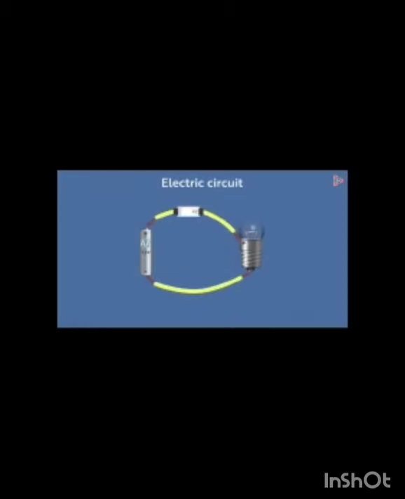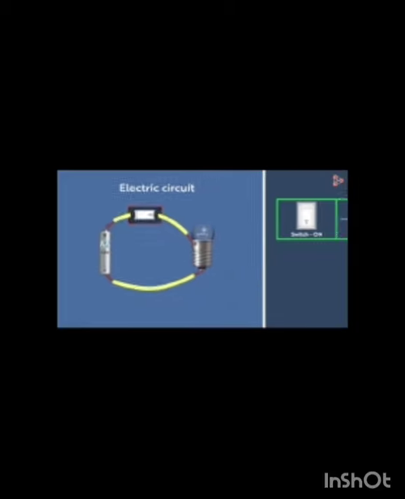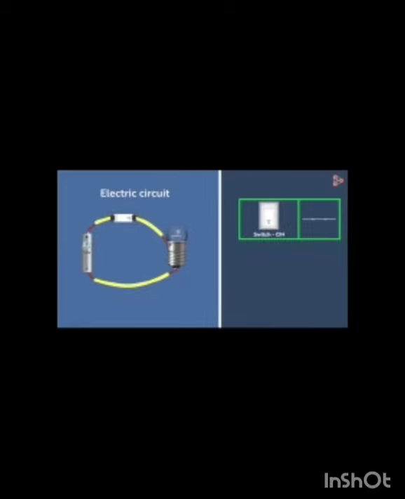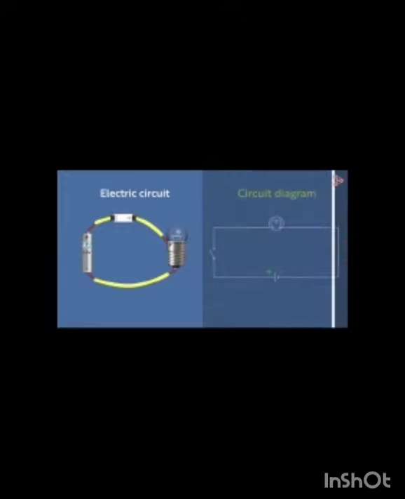Let us look at this circuit now. How many components does this circuit have? Yes, 3. A bulb, a cell and a switch. What is the symbol for a switch? There are two symbols for a switch. This symbol is used when the switch is on and this symbol is used when the switch is off. If we were to draw a circuit diagram for this circuit, then here is what it will look like. Note that there will be two circuit diagrams for this.